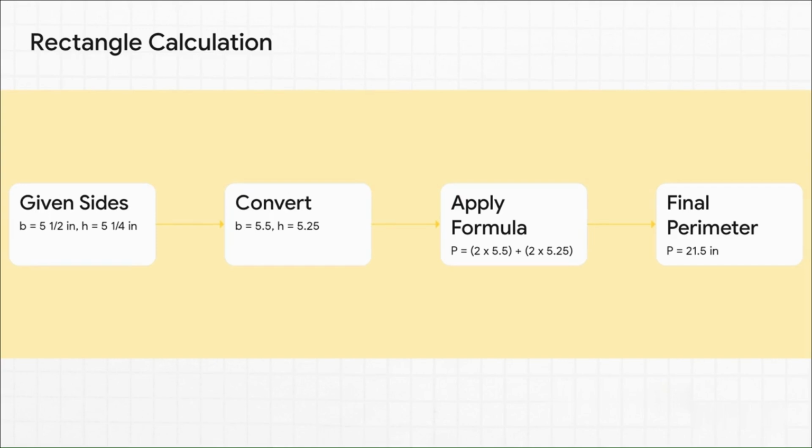Here's another great strategy for you. Instead of wrestling with fractions, sometimes it's way easier to just convert them to decimals. So 5½ becomes 5.5, 5 1/4 becomes 5.25. Then we just plug them into the formula. 2 times 5.5 plus 2 times 5.25. That gives us 11 plus 10.5 for a grand total of 21.5 inches.